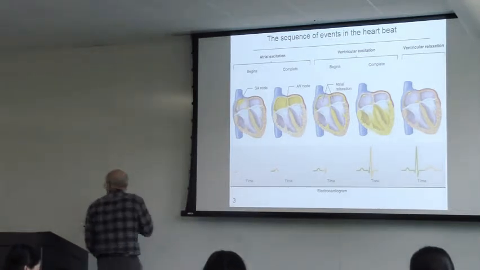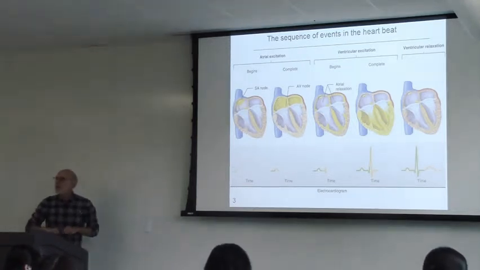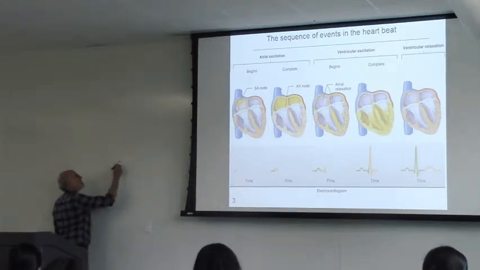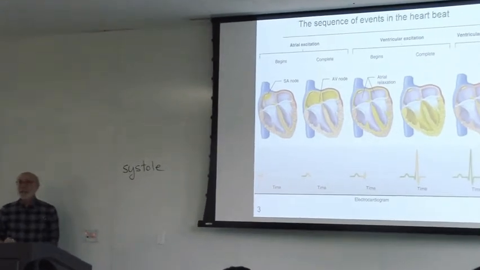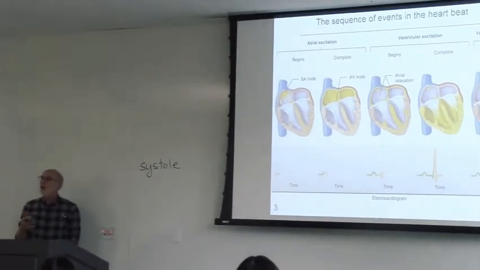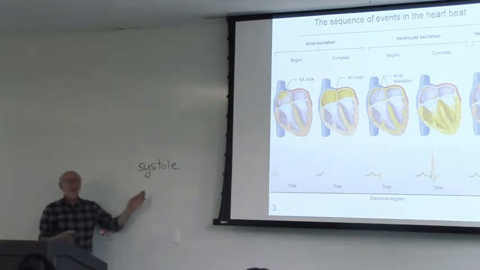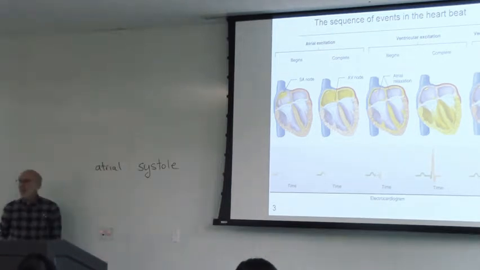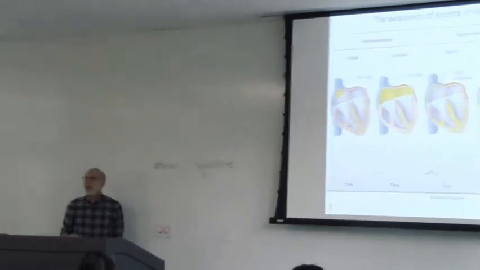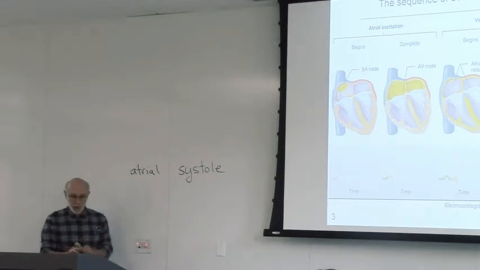I'm going to use a word now that I haven't used yet, but I've been resisting, so I'm going to stop resisting using that word. The word is systole. Systole is the word for contraction, for pumping. And so what we just described was atrial systole, because the atria just contracted. Have we described yet ventricular systole? No, we haven't gotten there yet, so that's where we're going.